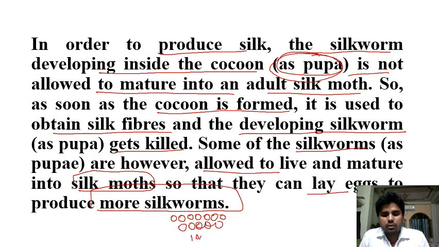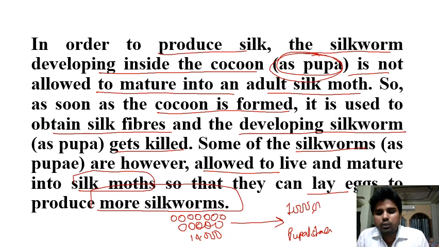let's suppose 10,000, now they will develop into the pupal stage, all the 10,000. Okay, now what will happen? We will kill at least 90% of the pupal stage caterpillars. Okay, and the remaining pupal stage moths will be made to reproduce again, to lay more and more eggs to form silkworms, that is larva.